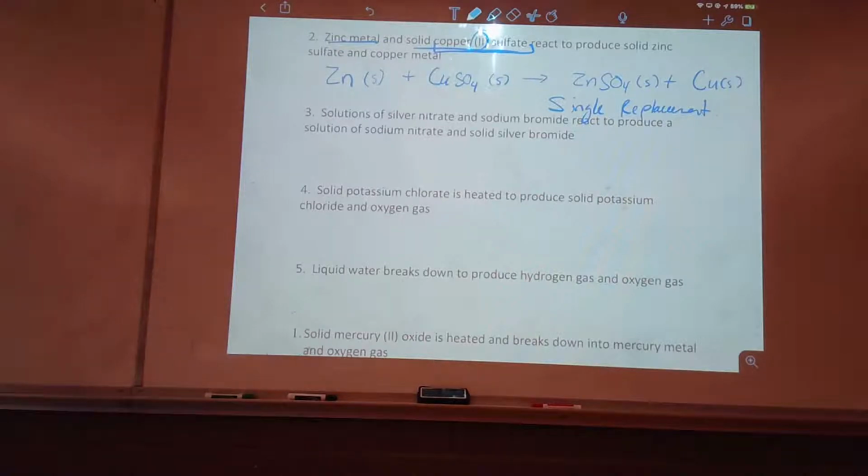Silver bromide is silver. Okay, I haven't had one that has a balancing issue yet, just the ones that I did. Number 3 and 4 are balancing. 4 and 5 are balancing? Yeah. Okay.